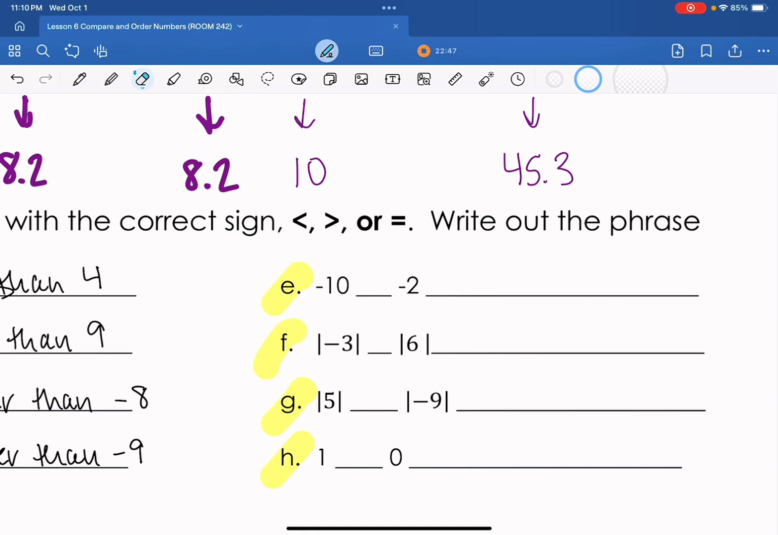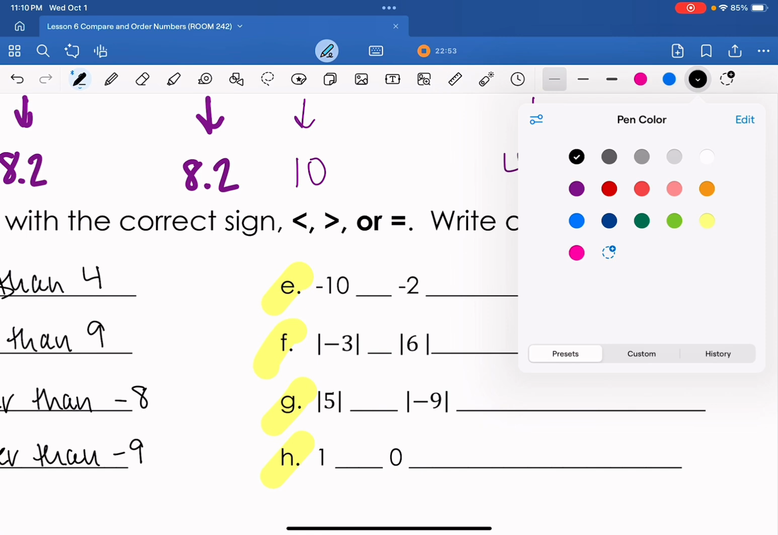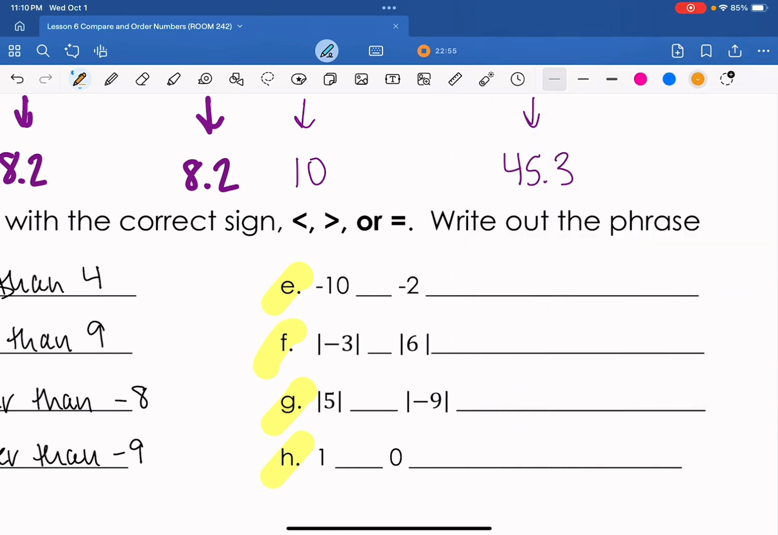Okay, so welcome back. Let's go through these together. So -10 is less than -2. And to write that, I would put -10 is less than -2. Okay? Now, for F and G, you have to solve that absolute value first before you compare them, right?